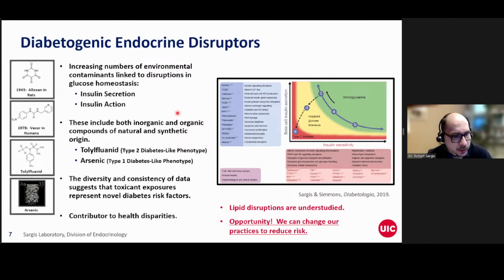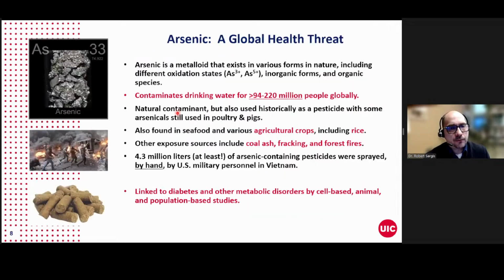Importantly, while at some point it gets a little depressing to think about the fact that each of us has 2,000 to 3,000 unique chemicals in our blood that may be linked to metabolic dysfunction, it's important to also recognize that this actually represents an opportunity. If we can change our practices to reduce exposures, we have the capacity to reduce risk in ways that we currently are not leveraging. So I want to focus today on a chemical that we've been studying now for several years, and that's arsenic, which is really a tremendous threat to global health.